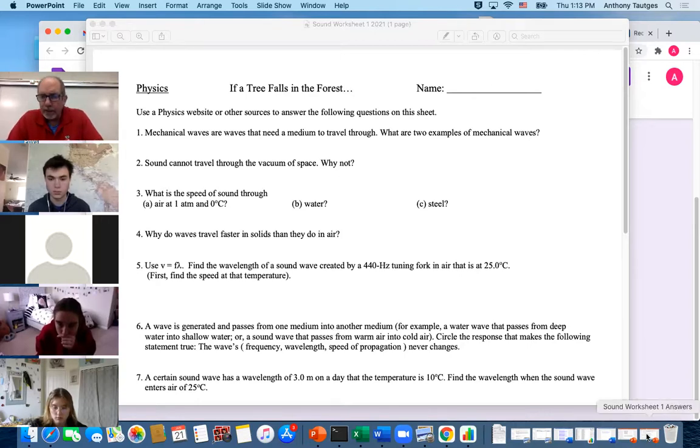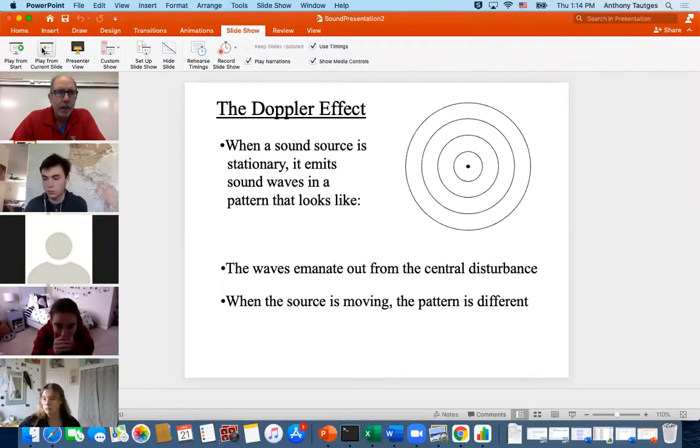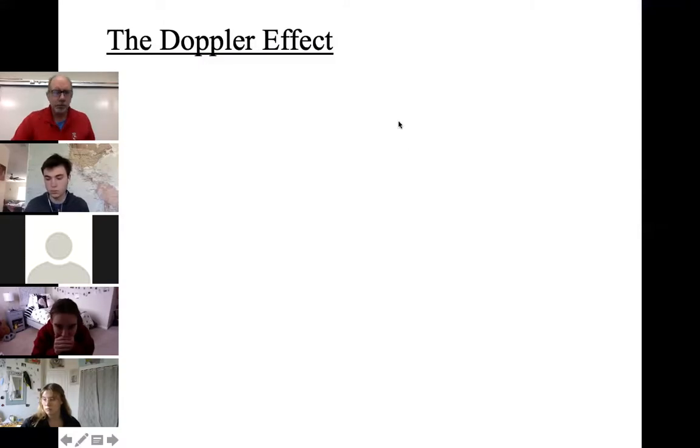All right. Now the topic of the day, and now's the time to get something to write with and something to write on. The topic of the day is something called the Doppler effect. And we're going to spend much of the day talking about this. Not all of it though.